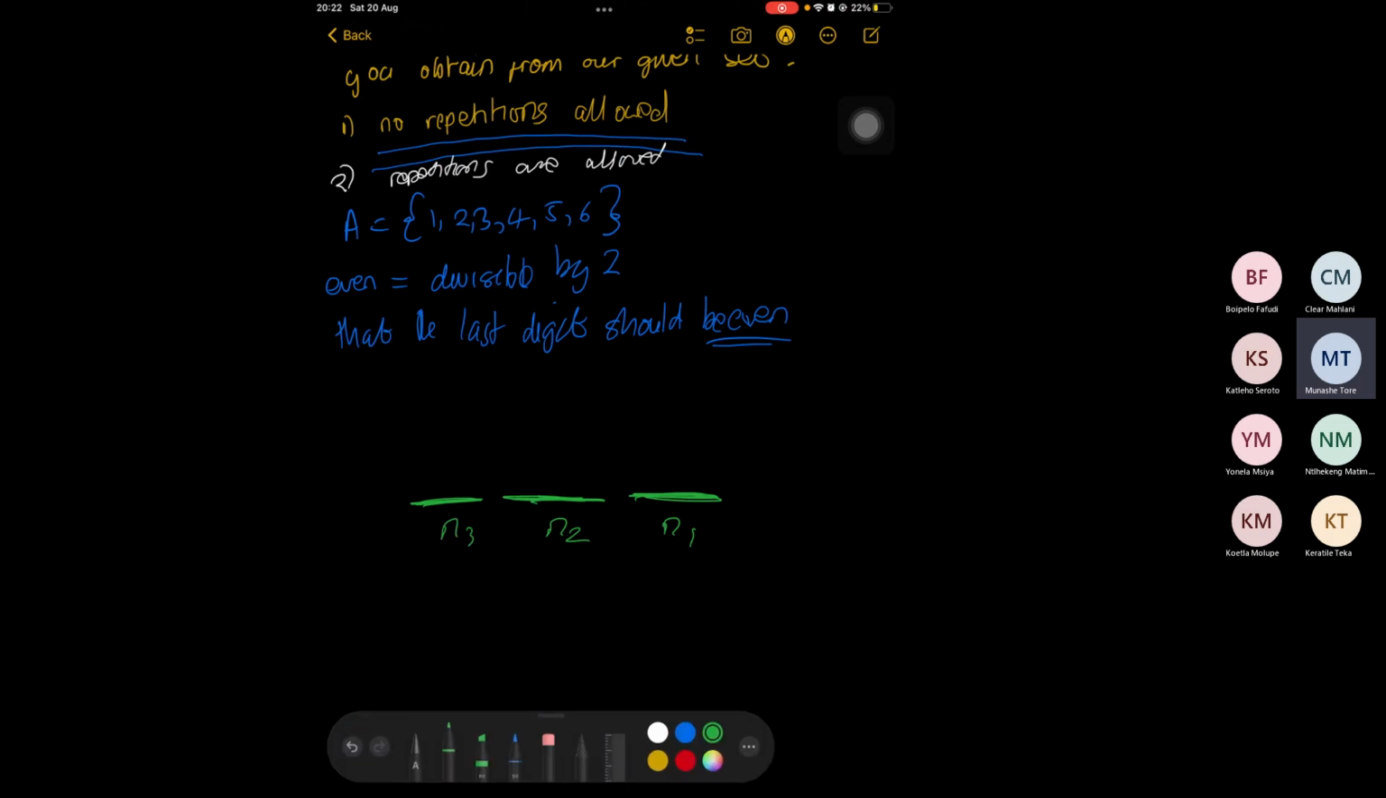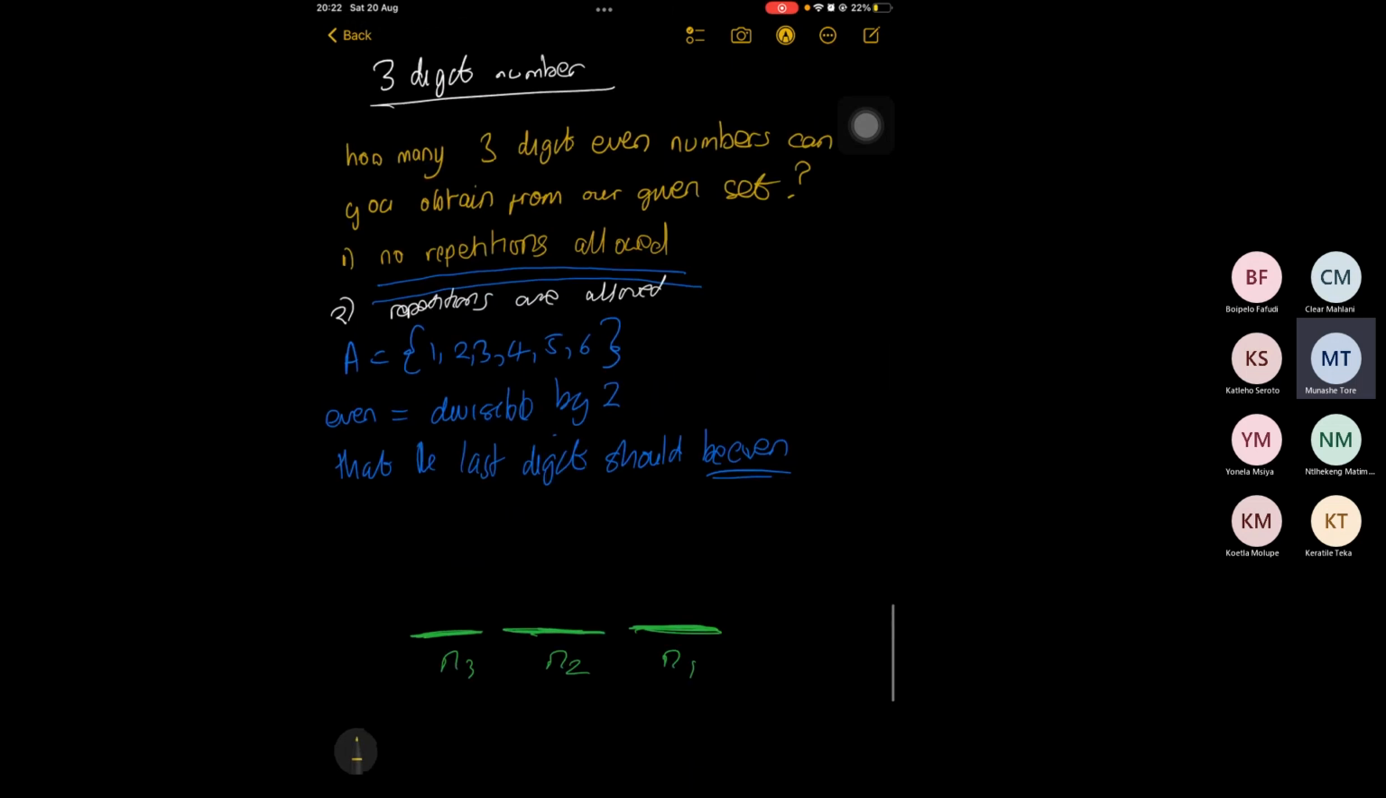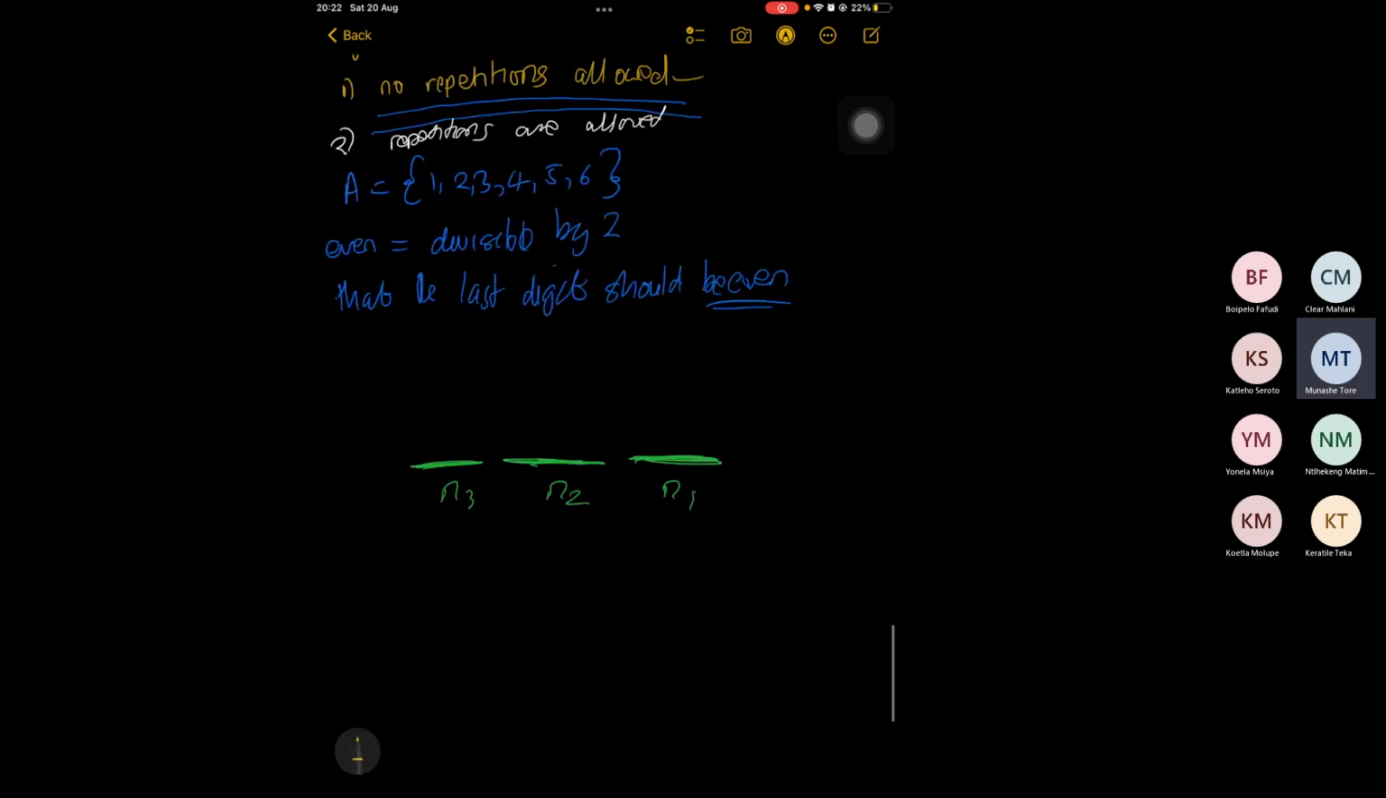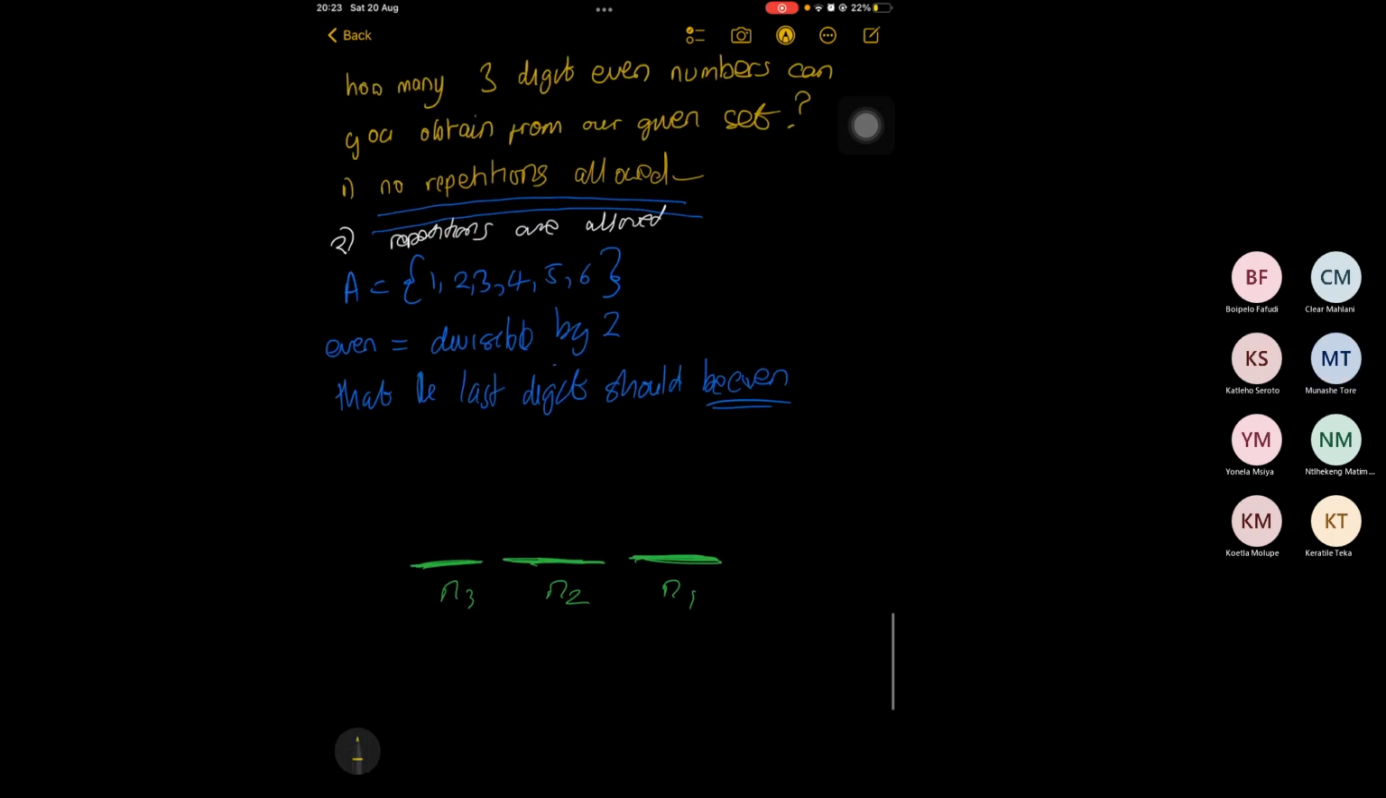Then of the 3 positions that we have, let's start with the yellow one, which is saying no repetitions are allowed. So if we start with the last number, then the last number can only be 2, it can also be 4, and it can also be 6, isn't it? So if it's 2, 4, or 6, then any of these numbers can literally be whatever you come up with.